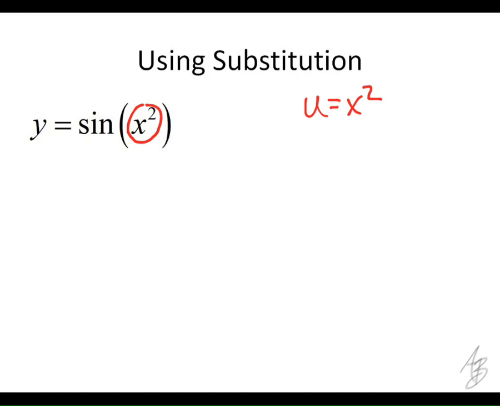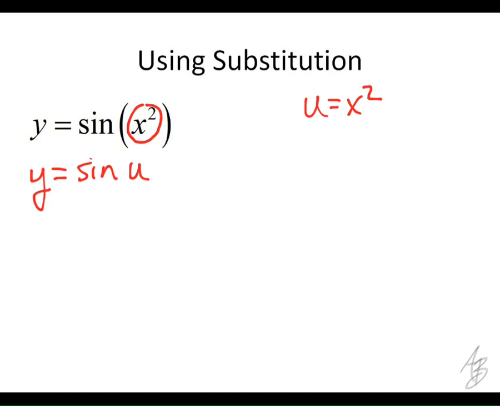And then what I end up with is y equals the sine of u, right? Why might I do something like that? Why might that be useful to us? It gets rid of the squared, right? It simplifies it to a function that we know how to take the derivative of.